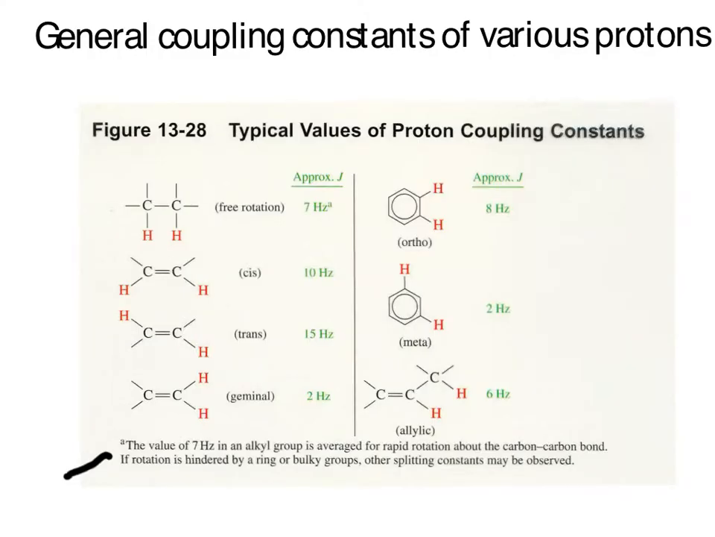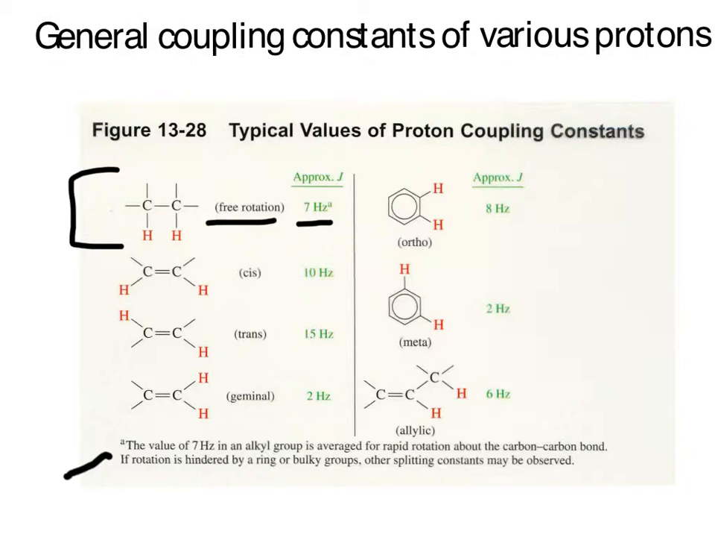And so what we get is a whole series of coupling constants. These coupling constants vary based on the types of hydrogen interactions that we can measure. When you're dealing with, let's say, a hydrogen-hydrogen interaction from an alkane, with carbons next to each other, notice it says free rotation. That coupling constant is usually around 7 hertz. So that's typical for an alkane.